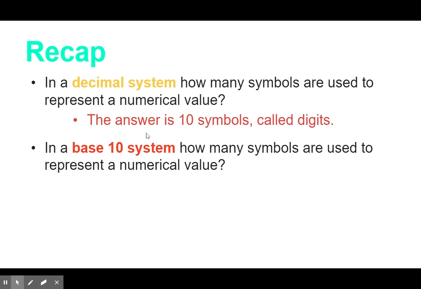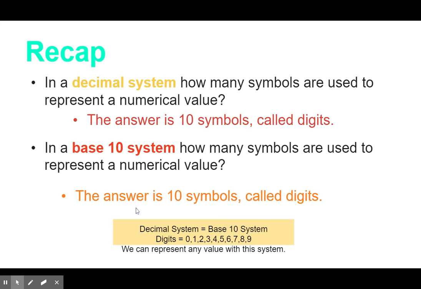All right, so the first one, the answer is 10 symbols. In a decimal system, we've got 10 symbols. They're called digits. In a base 10 system, the answer is 10 symbols also. They're called digits. If you recall, decimal system and base 10 mean the same thing. There are 10 digits, 10 symbols that are used, and using those digits we can represent any value that we can imagine with this system. That is your decimal system or your base 10 system, aka your denary system. Denary, decimal, and base 10 all mean the same thing.